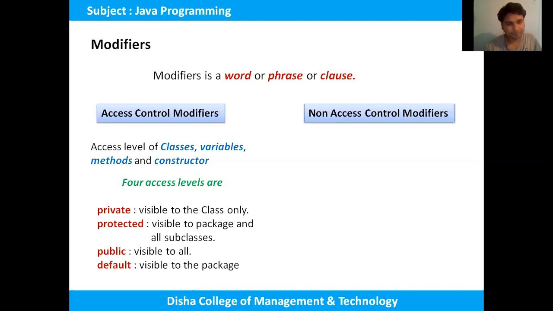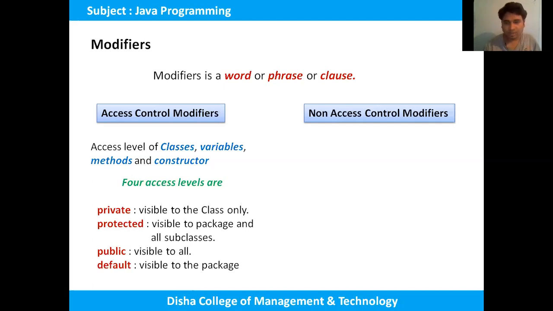If you are not using private, protected or public, then that is called default. Basically, default is only visible to a single package. So here default and protected are a little bit the same, because protected is also visible to the package, and default is also visible to the package. But when we use the inheritance mechanism, protected is visible to all subclasses.